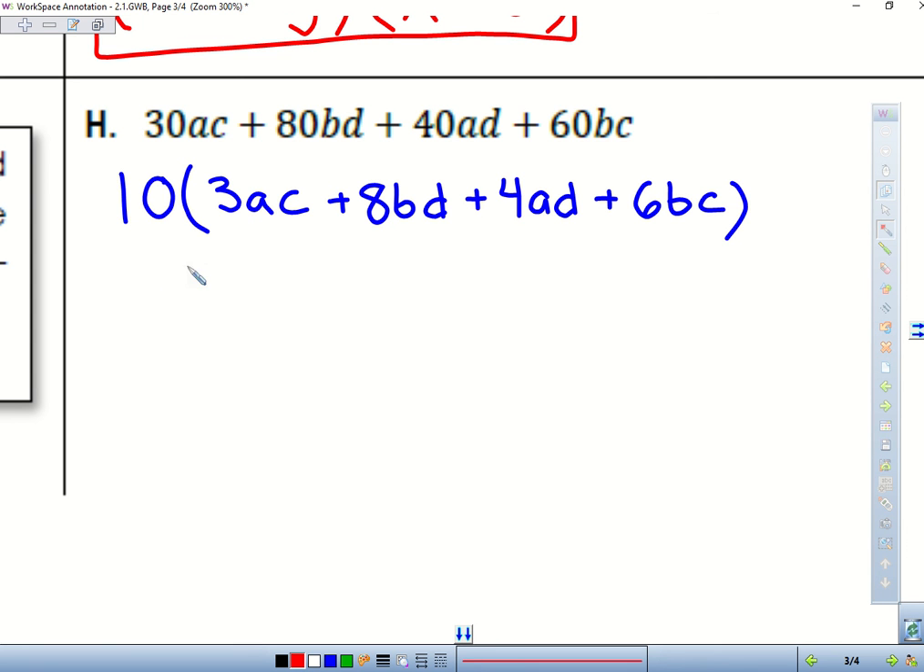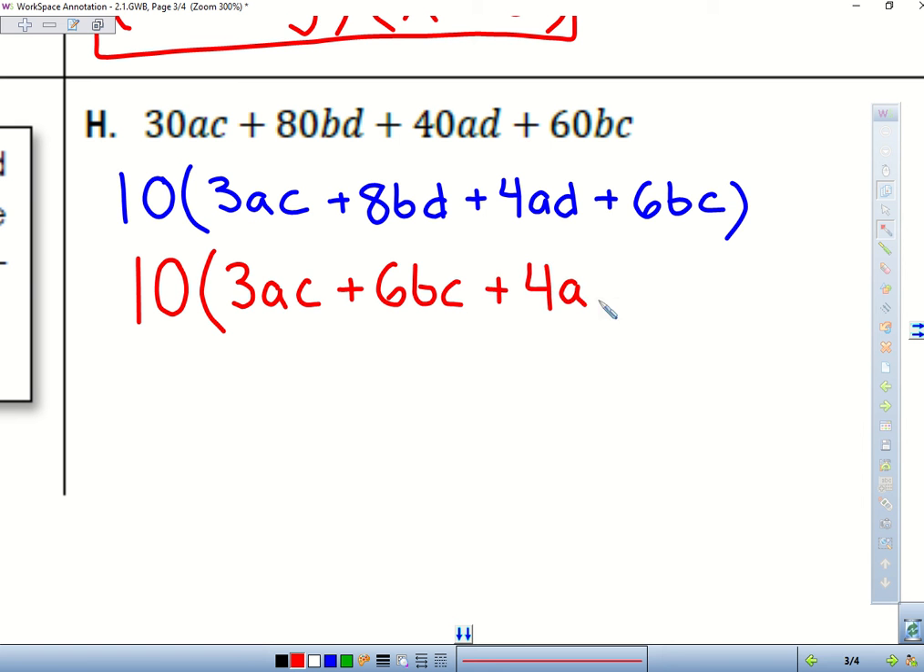Does anyone have a proposal on how to rearrange these? Yeah. What do you think? The third one and the second one switch. Good. So you can do it 2 ways. You could either do 4AD and then the 8, or the 3 and the 6 first. So we're going with the 3 and the 6 first. You want to put them together in such a way that you can factor something out of each one.